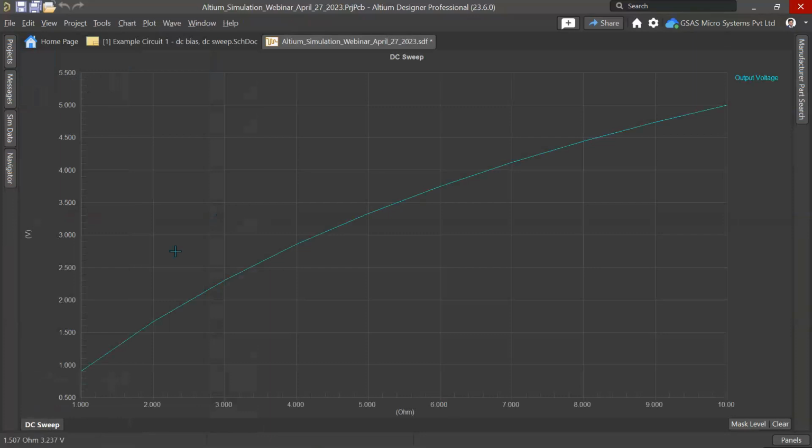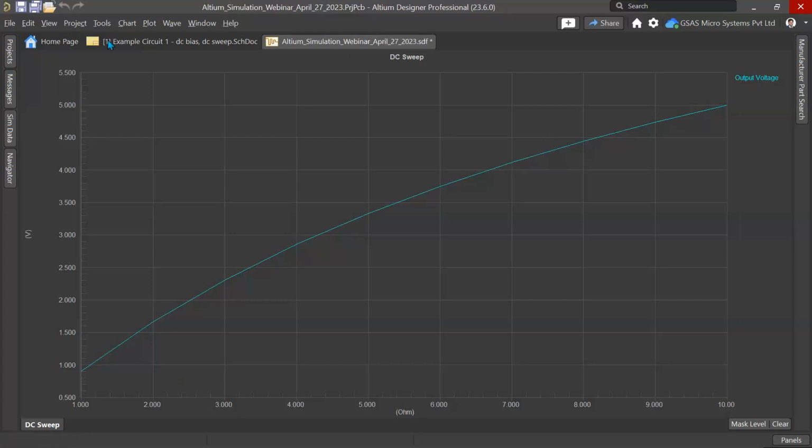Yes, you can see here. This is the graph. If you look here, on the y-axis we have voltage and on the x-axis we have the resistance. As the resistance increases, the voltage drop across the resistance gets larger. You can see if we have a low resistance value, we have a voltage of 1 volt. If we have a resistance value of 10 ohms, the drop is around 5 volts. So this is how you check the voltage drop across the component by using the DC sweep analysis.